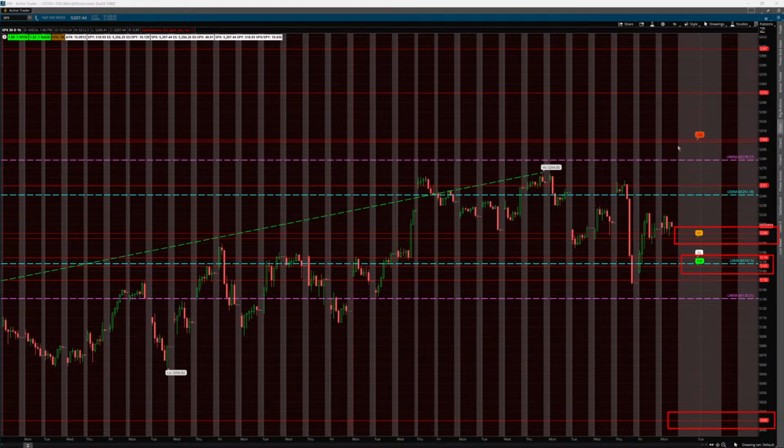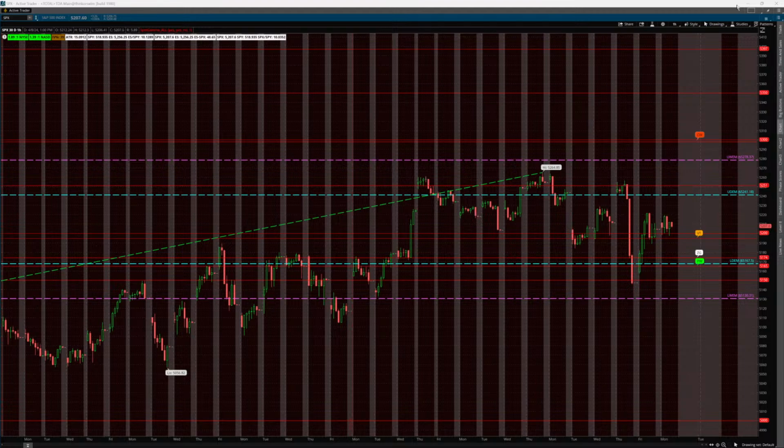And then finally, the call wall is at 5,300. That's a strike with a large net positive gamma that can be expected to act as resistance. So those are the key daily levels. That's the landscape of the gamma levels, gamma-weighted open interest levels.